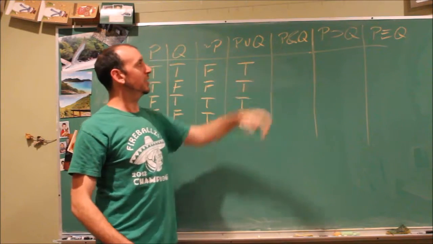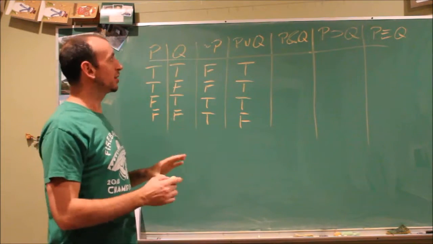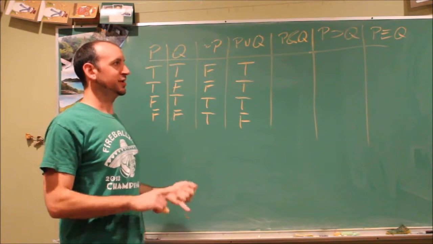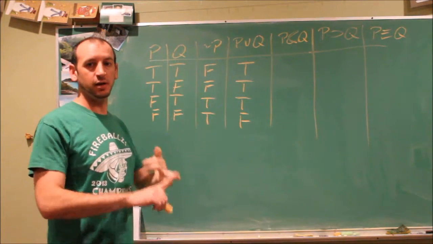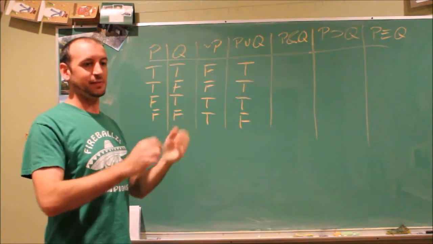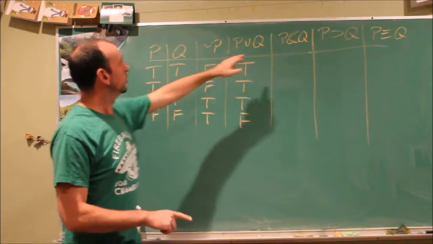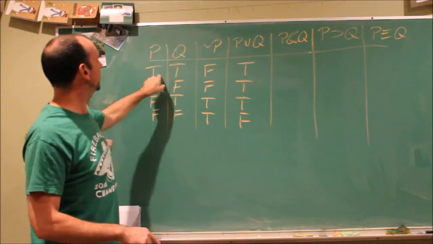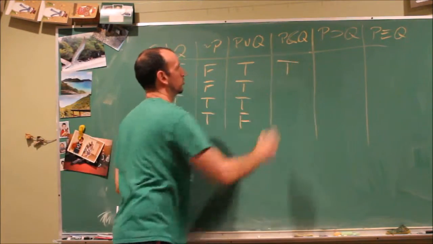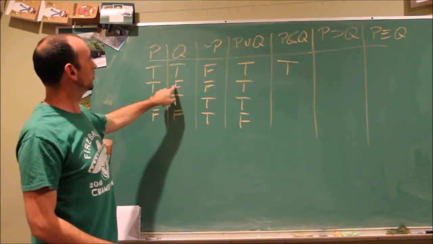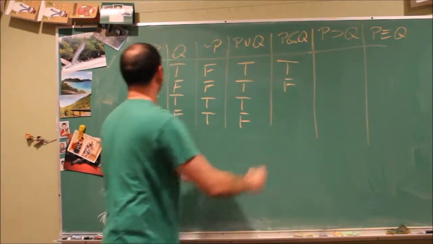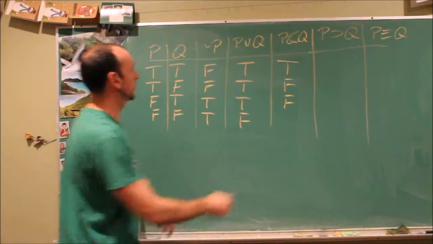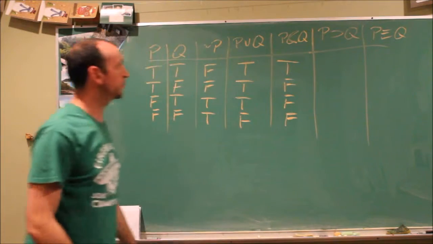P and Q is going to look a little bit different. If I say, look, today is Tuesday and it's raining outside, that compound statement is only true if both of the parts are true. So for any and statement, the whole thing is true only if both P and Q are true. If P is true and Q is false, that whole thing is false. If P is false and Q is true, that whole thing is false. And of course, if they're both false, that whole thing is false.